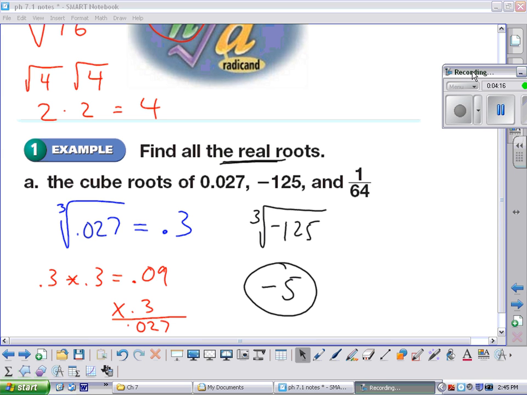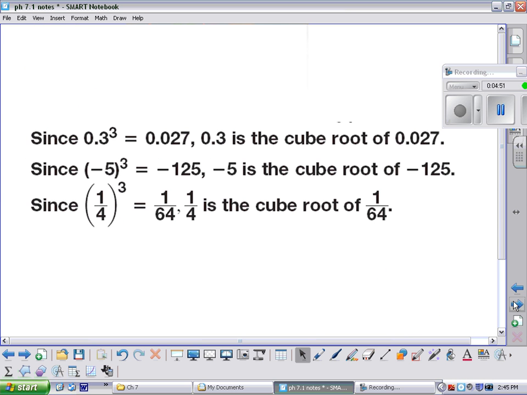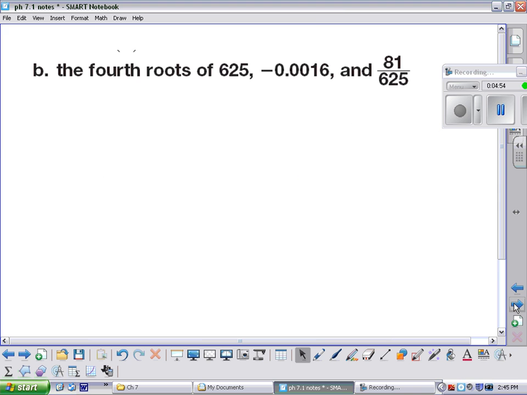The last one here, the 1 over 64, well, I have to do top and bottom separately. So the cube root of 1 over the cube root of 64. What number multiplied by itself 3 times is 1? Still 1. What number multiplied by itself 3 times is 64? That would be 4. And there you have it. Cube roots: what number multiplied by itself 3 times is that number? Okay, there's the pretty version of that.